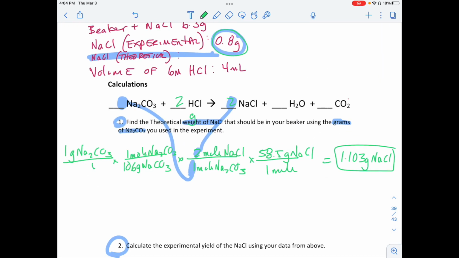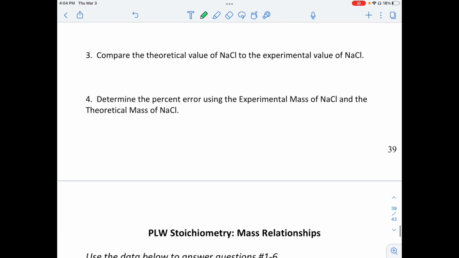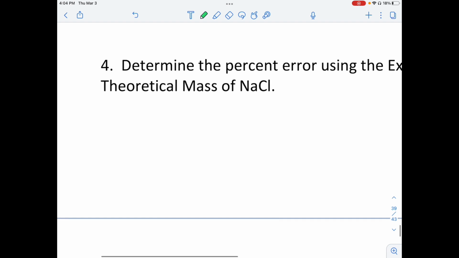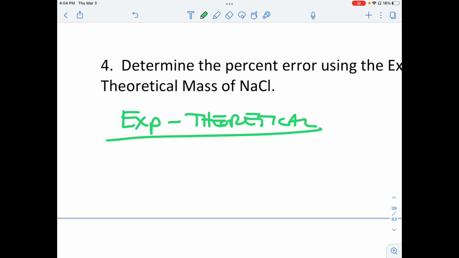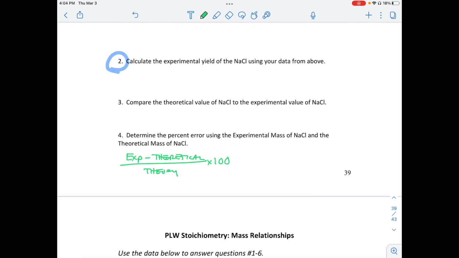But then we have to go through and find out what we actually got. That step we already did, and then we can go down and talk about percent yields. We can talk about accuracy. When we get down here on the percent error, we like to use experimental minus theoretical, all divided by theoretical times 100. Okay, and that is what's going to get us our percent error.